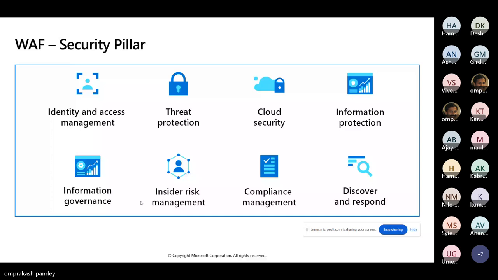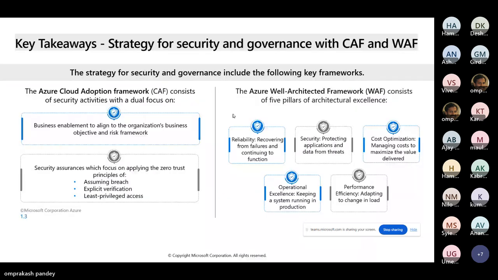If you look at the solutions over here, from the Cloud Adoption Framework, we can do planning by applying zero trust principles. Three important entities that we mentioned earlier: assume breach, explicit verification, and the third important member, least privilege access. From a WAF perspective, from the security point of view, it is protecting the applications and data from threats. From a reliability point of view, if there is a failure or a problem because of security, and certain data gets deleted, how do we recover that data and make sure we are BCDR compliant? These would be part of your strategy for security and governance.